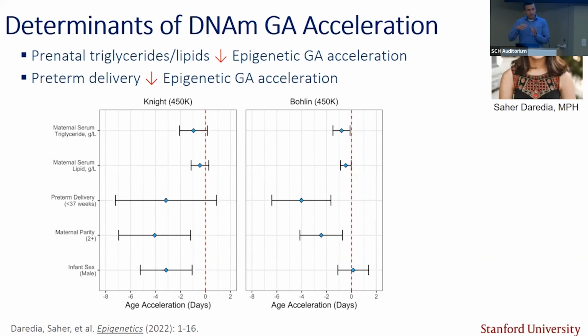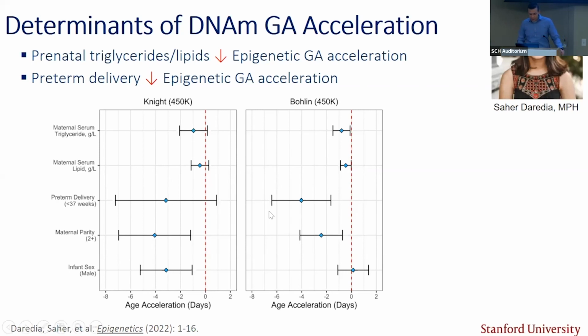In adults, increase in epigenetic aging has been the risk factor. That's what people have been hypothesizing, and that's what's correlated with mortality and morbidity. In children, what we have seen now is that things that are known to be adverse for infant outcomes, like increases in maternal triglycerides, lipids, and so on, are correlated with decelerated epigenetic aging as a marker of immaturity.